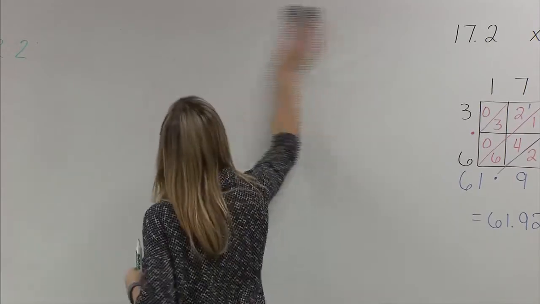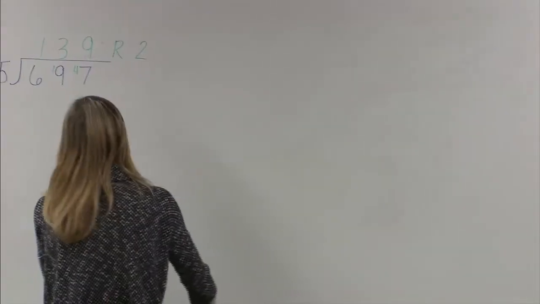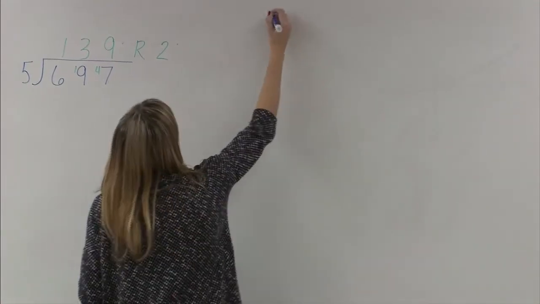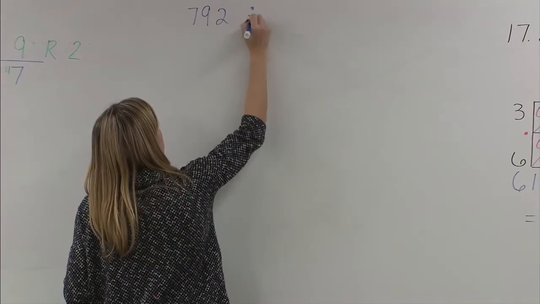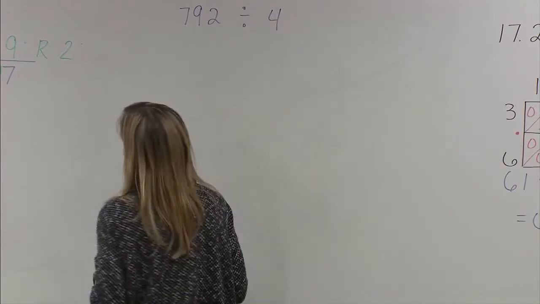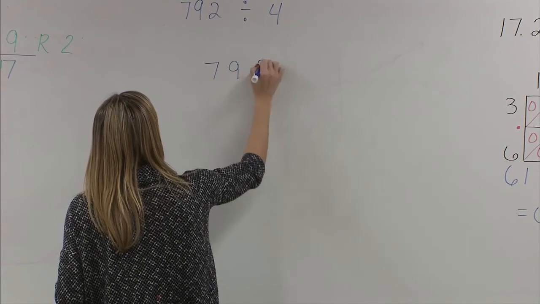And actually, let's do a different problem. Let's say we're going to do 792 divided by 4. So we're going to set it up just like we normally would.